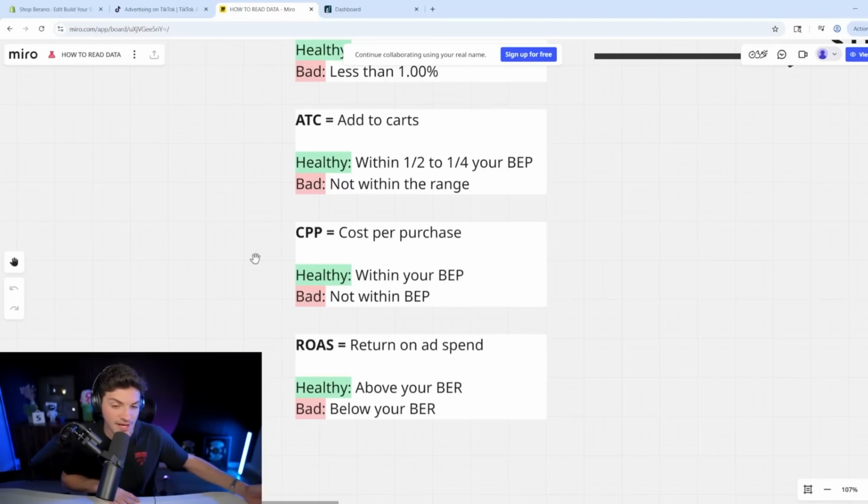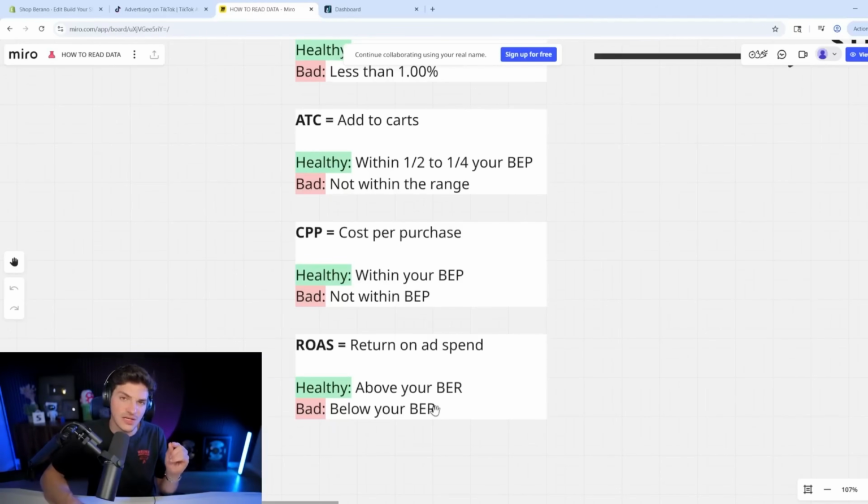Well, a $30 selling price minus $10 cost of goods is a $20 break-even point. So you would need to get sales within $20 to be profitable. And then our return on ad spend, our ROAS, is a little more of a higher-level metric, but this is similar to our cost per purchase.